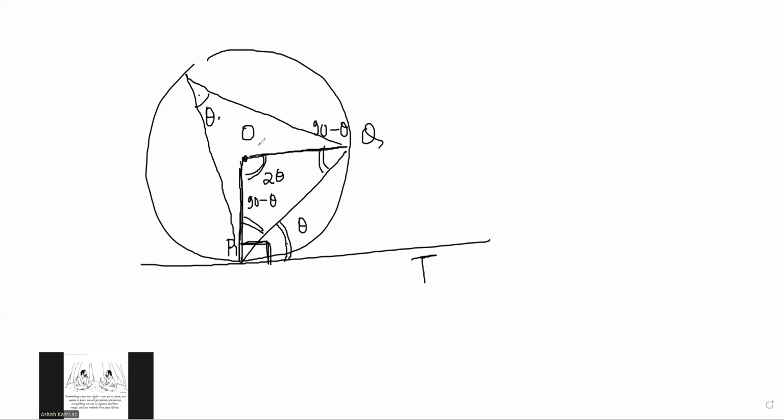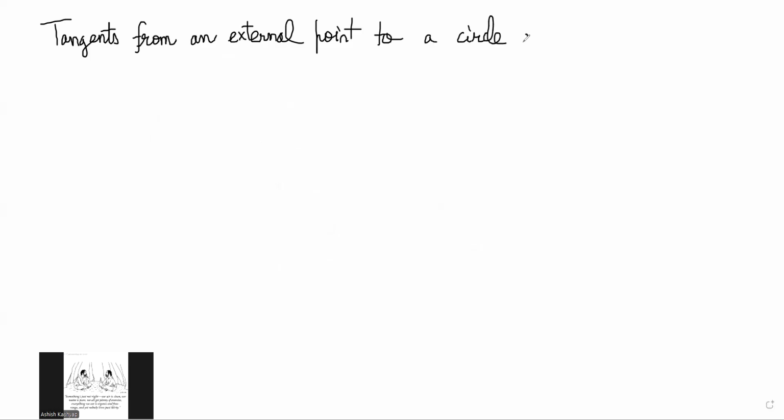Is it clear? Yes, sir. That is alternate segment theorem. It is very important to know it and to be able to use it. Then the next thing is tangents from an external point to a circle are equal in length.